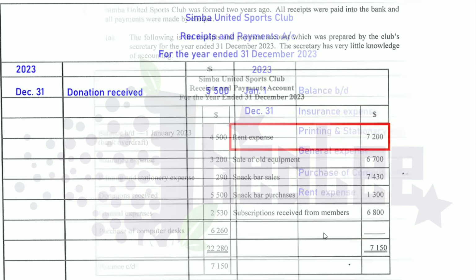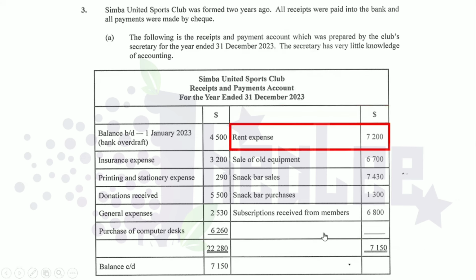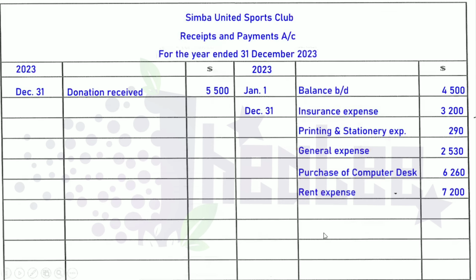And then we move into the next item, which is sale of old equipment. And if you sell the equipment, it means that the business will be receiving the money in return. So it therefore means that that should be debited, because that's an increase in the value of bank. As they indicated, all receipts are debited to the bank account, are placed into the business bank account. So that should be on the debit side. So let's record that in our receipts and payment account. Sale of old computers, 6,700.